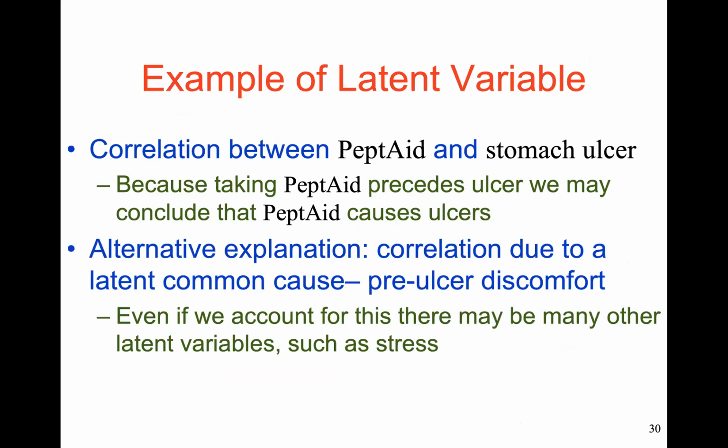Example of a latent variable, one more example here: correlation between peptide and stomach ulcer. Because taking peptide precedes ulcer, we may conclude that peptide causes ulcer. But there's an alternative explanation. The correlation is due to a latent common cause, which is pre-ulcer discomfort. Even if we account for this, there may be many other latent variables such as stress. So these confounding factors can be many, and the correlation may be due to some identifiable confounding factor, but others we just don't know.